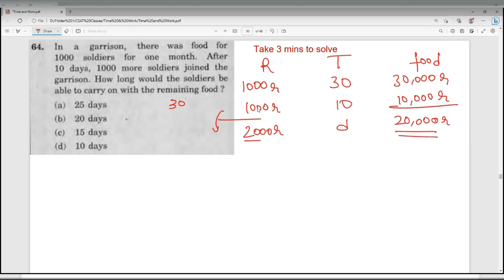This is the remaining food. These are the number of soldiers. This is the rate at which they eat. This is the number of days. So we use this formula.